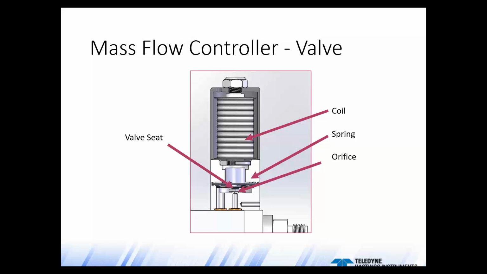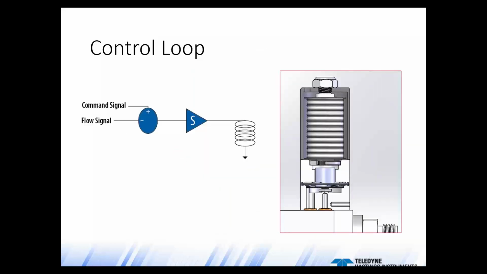Now, during valve operation, a control loop circuit located on the electronics card compares the flow signal coming from the flow sensor to the user's command signal. The control loop then supplies current to the solenoid to lift the valve seat up and off the orifice, which in turn allows flow to pass through the body of the valve. The control loop is constantly adjusting the current through the solenoid to maintain the flow signal at the desired command set point.